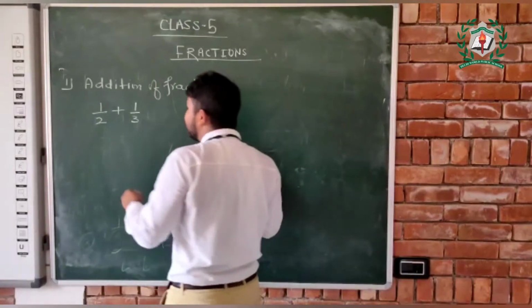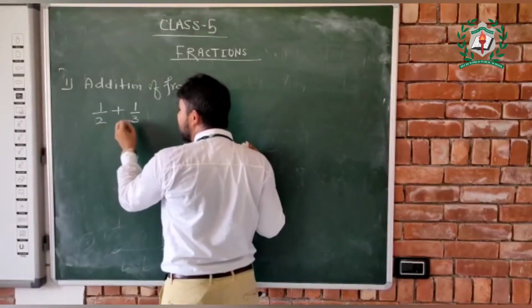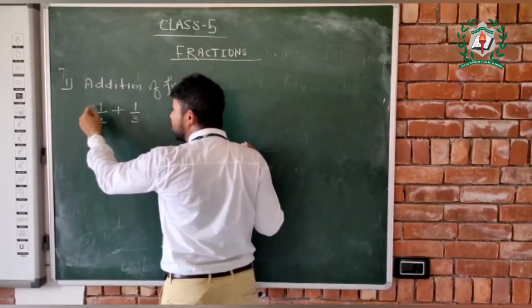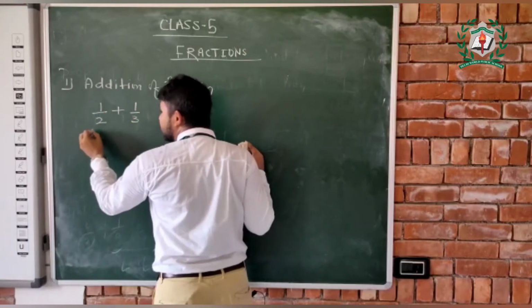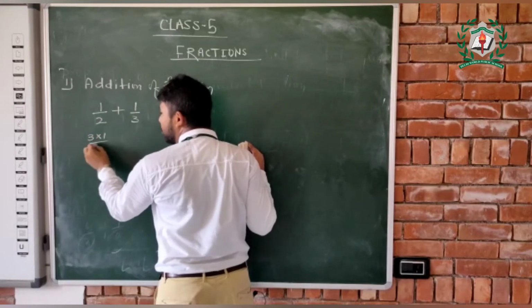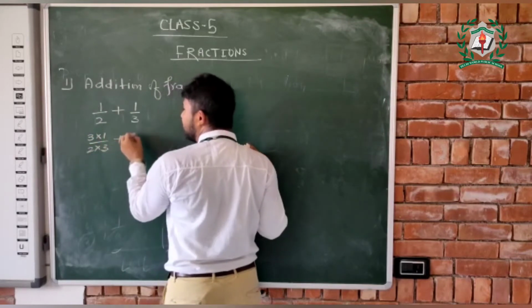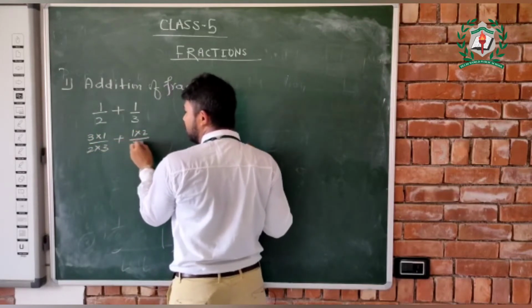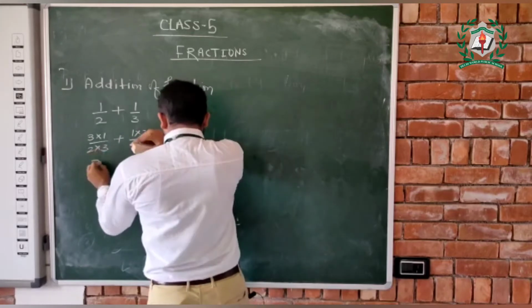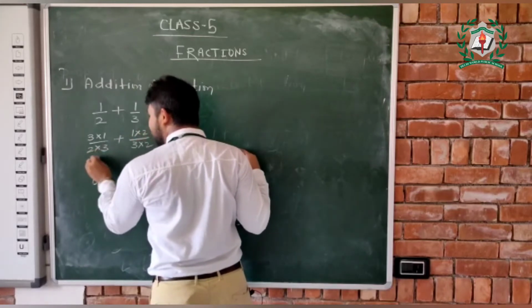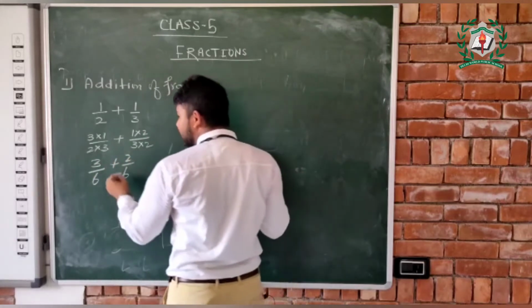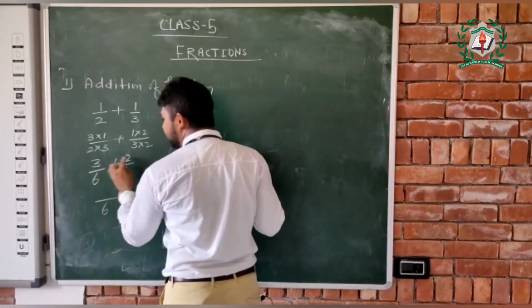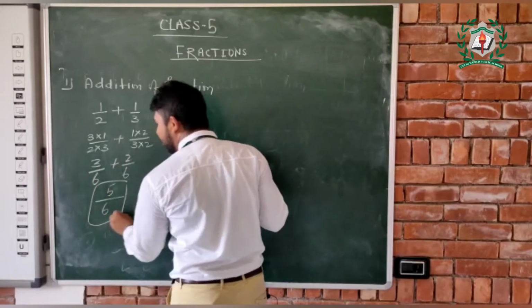If you want to make the denominators the same, you have to multiply by 3 up and down, and you have to multiply by 2 up and down. So 3 into 1 upon 2 into 3, plus 1 into 2 upon 3 into 2. That is why 3 upon 6 plus 2 upon 6. Denominators are the same, so we can write 6, 3 plus 2 is 5. So this is 5 upon 6.